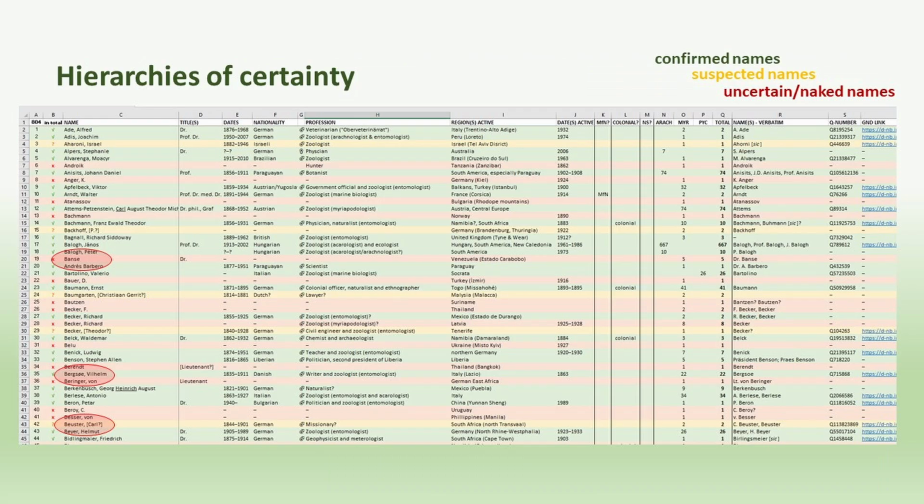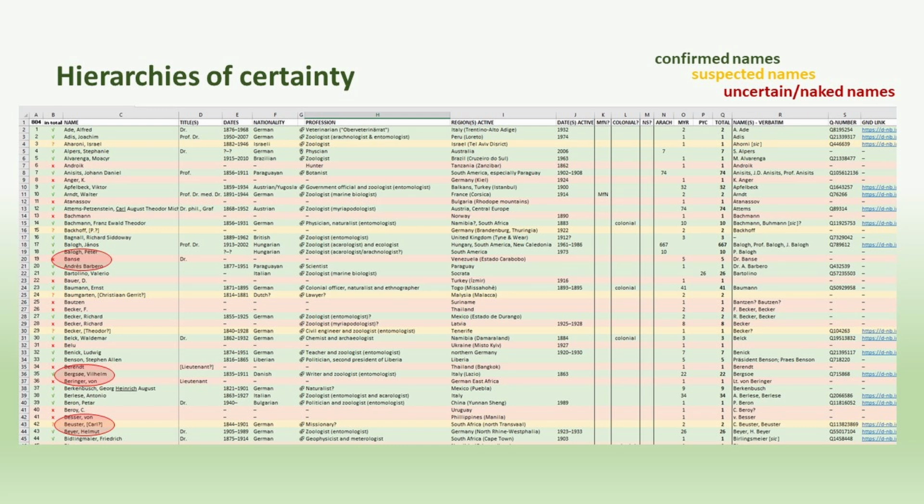In fact, what we've tried to do is come up with a big long list of all our known collectors, and I've tried to organize this by a kind of hierarchy of certainty. In green are people where we're pretty much sure we know who we've got. In yellow are people where we suspect that's who it is. And in red are the ones where we don't know. We've simply got a name and a locality, and at the moment, at least, nothing else.